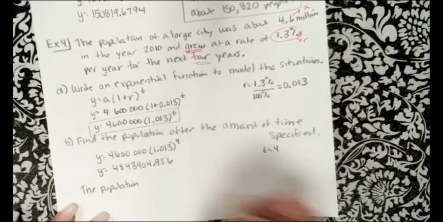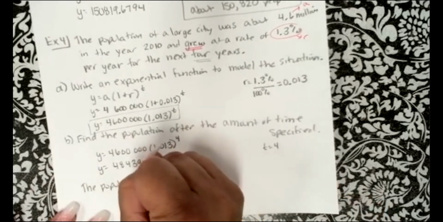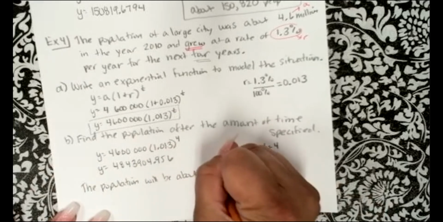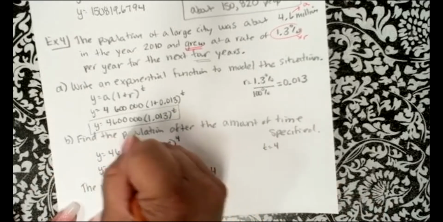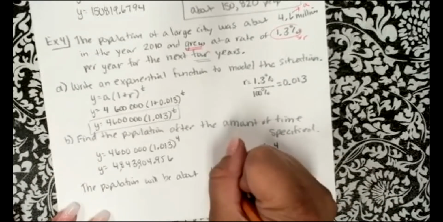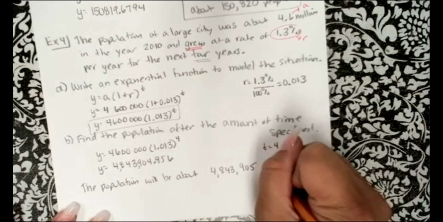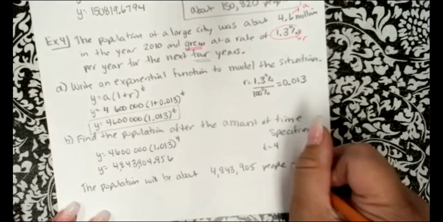I'm going to answer in a complete sentence. The population will be about 4,843,905 people in 4 years.